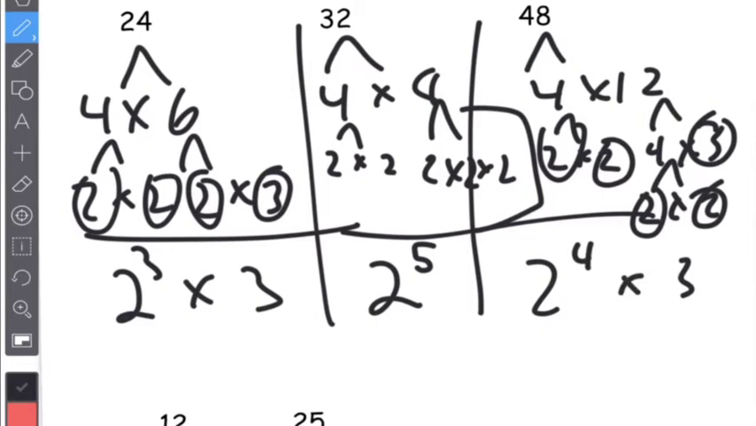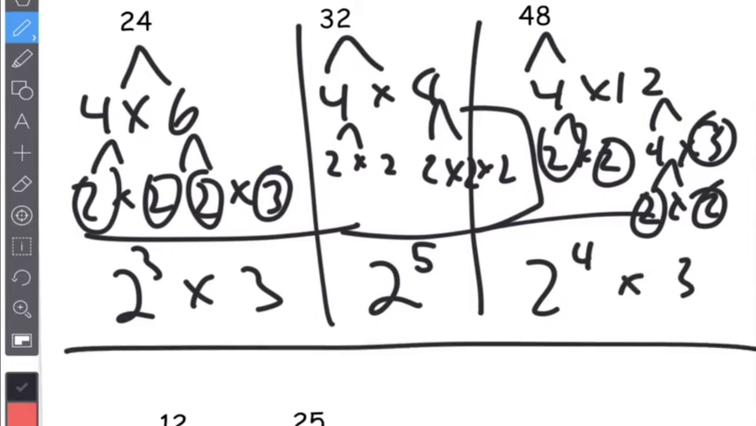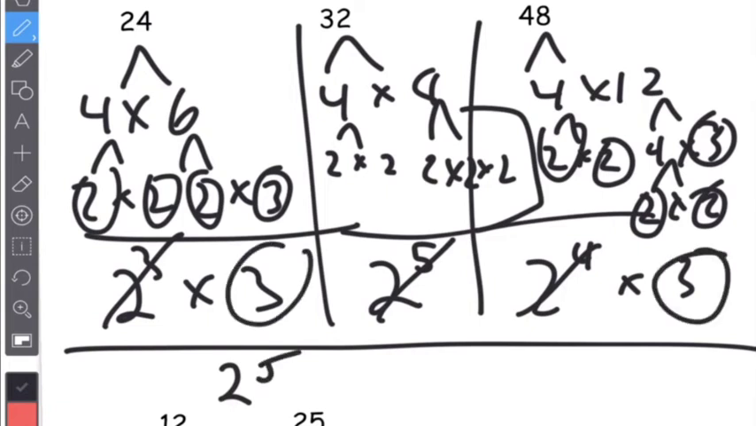So again, remember, we look for the biggest ones. So for the 2's, 2 to the 5th is the biggest. I have a 3 and a 3 over here, no 3 there, so I have to take 1, so it's 3. So 2 to the 5th is 32. 32 times 3 is 96. So the answer for the LCM for that one is 96.